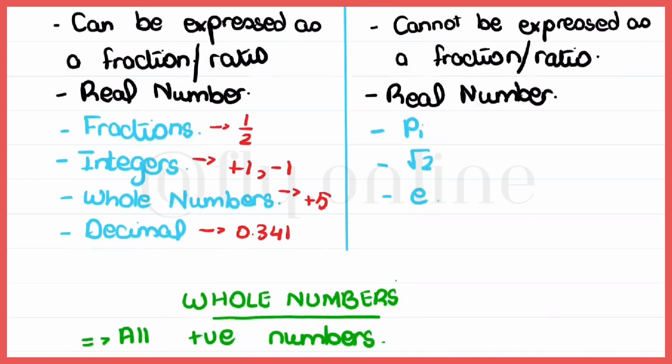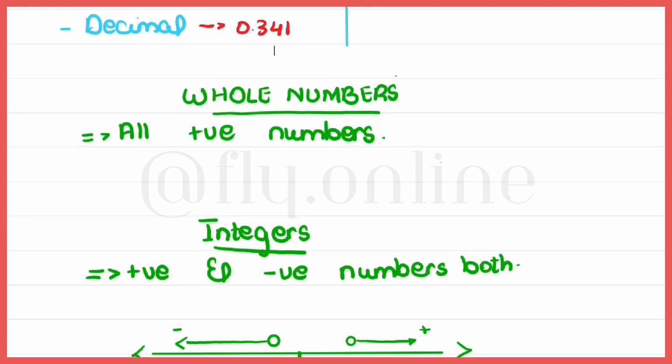Moving forward to our whole numbers. Whole numbers are all positive numbers on the number line. So over here we have our 0. On the right hand side we have all of our positive numbers. So these can be positive 50, positive 100, positive 1, and so many more.